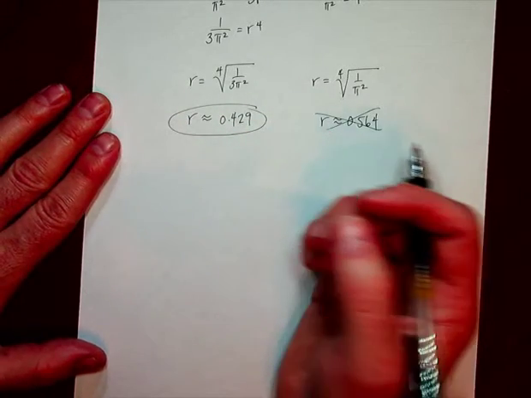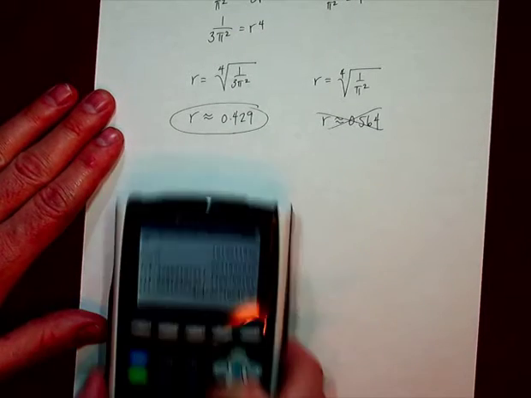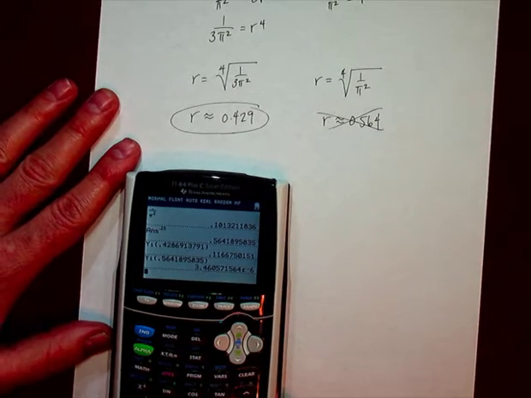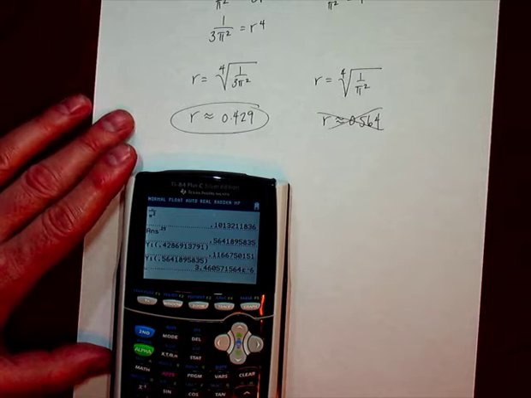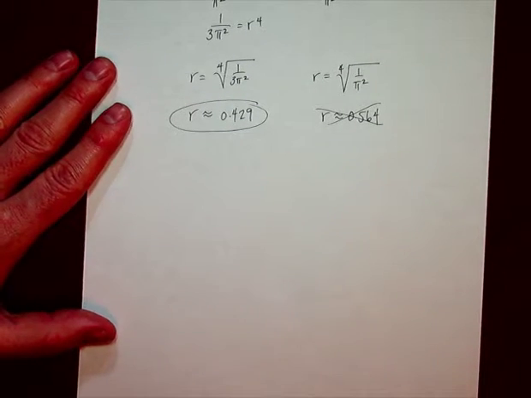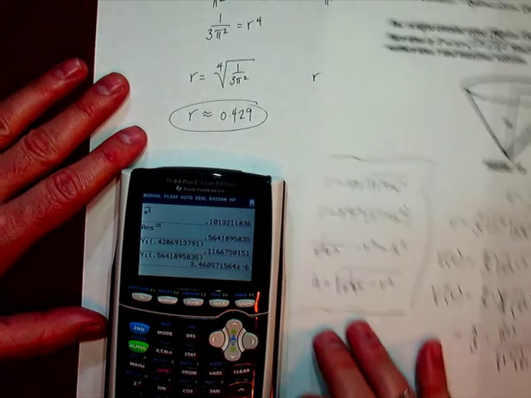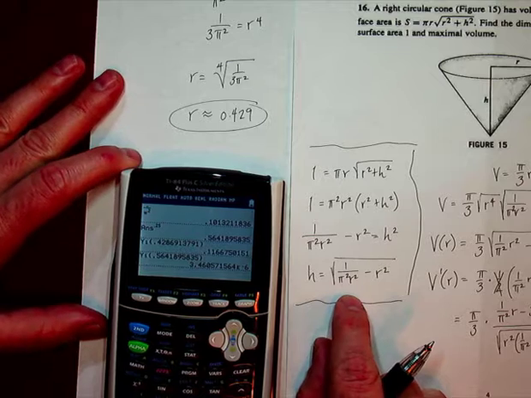And we are actually asked to find the dimensions of the cone. So with that r, in order to find h, I simply have to, well, let's go ahead and just do it with this formula right here, okay?